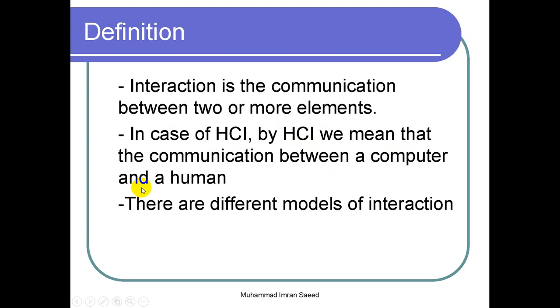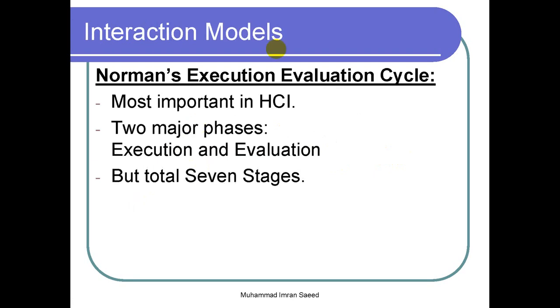We have different models of interaction in HCI, and today we will study the first model, the classic model, that has the title Norman's Execution Evaluation Cycle, or Norman's Execution Evaluation Model. In fact, this is the most important model in HCI. It has two major phases, as the title describes, execution and evaluation. These two phases have been again divided into 7 stages or 7 steps.